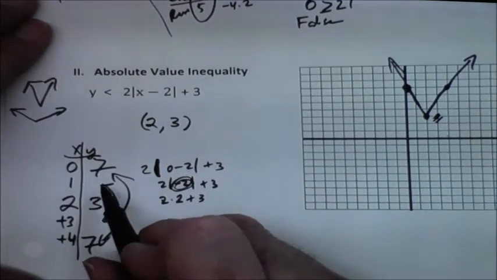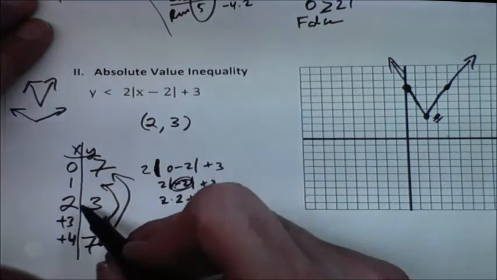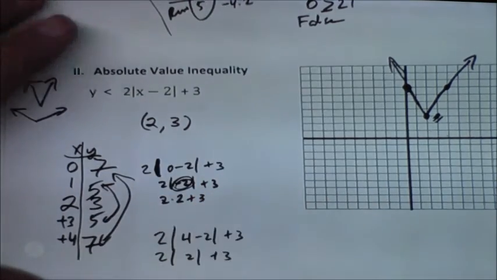Okay, so now if I plotted these, if I put 1 in here, I get a negative 1 or a 1 times 2, that's a 5. So I would get 5 for the other ones too.